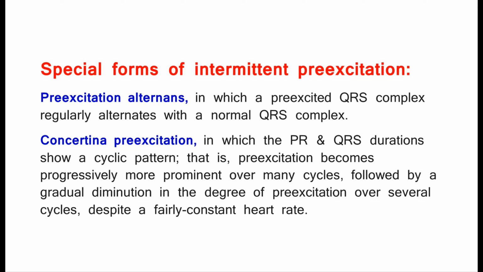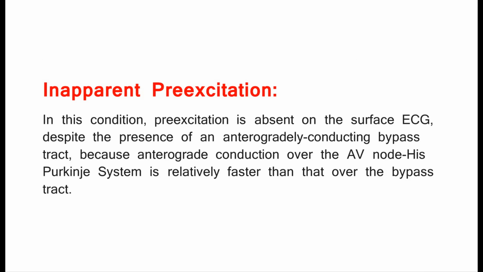Special forms of intermittent preexcitation. Preexcitation alternans, in which a preexcited QRS complex regularly alternates with a normal QRS complex. Concertina preexcitation, in which the PR and QRS durations show a cyclic pattern, that is, preexcitation becomes progressively more prominent over many cycles, followed by a gradual diminution in the degree of preexcitation over several cycles, despite a fairly constant heart rate.